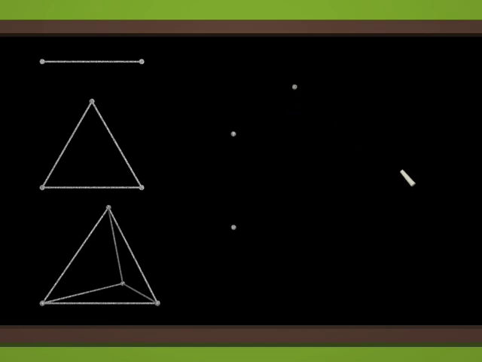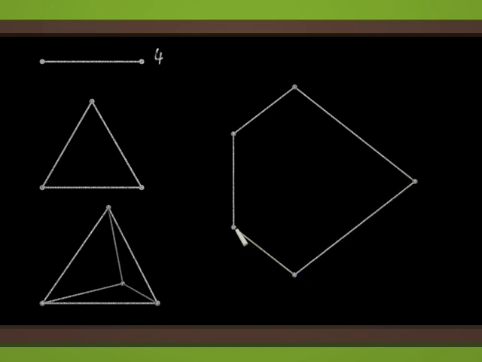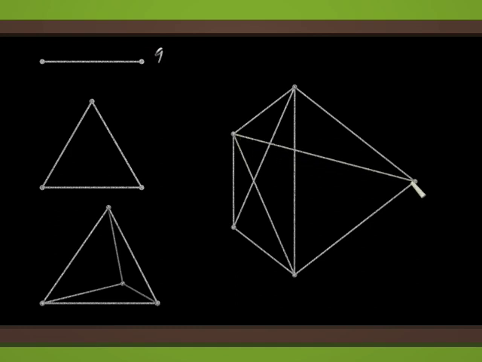Let's go then. For the segment, the triangle or the tetrahedron, an edge connects each pair of vertices. So we have to connect the five vertices in pairs. We count one edge, two, three, four, five, six, seven, eight, nine, and ten edges.